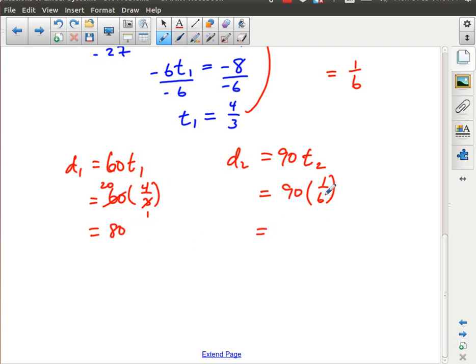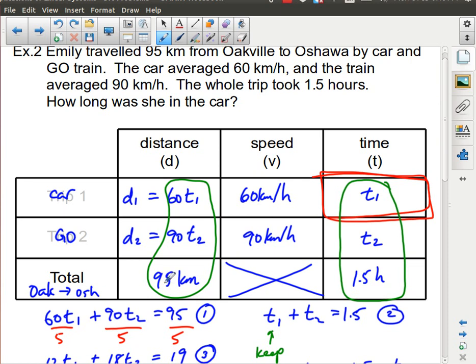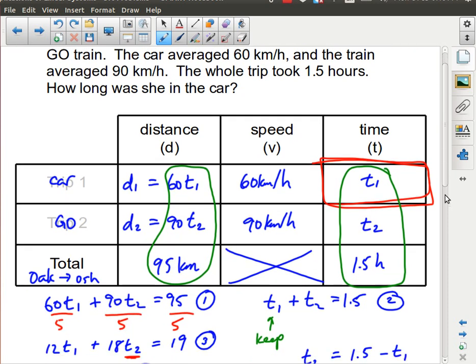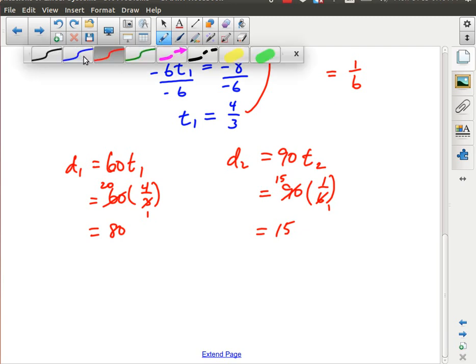Let's see, 6 goes into 6 once, and 6 goes into 90 15 times. And 15 times 1 is equal to 15. Take a look at those two distances, 80 plus 15. And our original question told us it was a total of 95. 80 plus 15 adds up to 95. So we had the right answer, but we went a little bit further just to double check our answer.